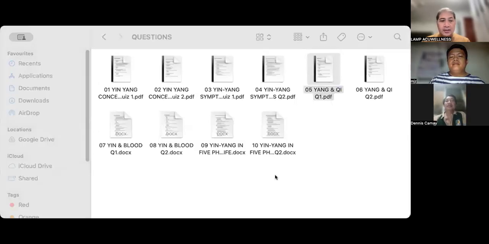Okay, number 51. Which organ's normal function can generate heat? Heart. Which of the following is not a sign of yang excess? Cold extremities.